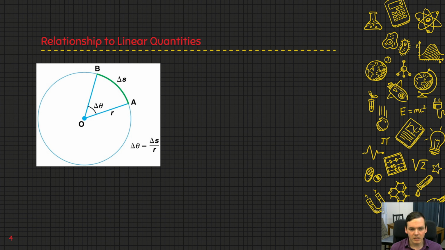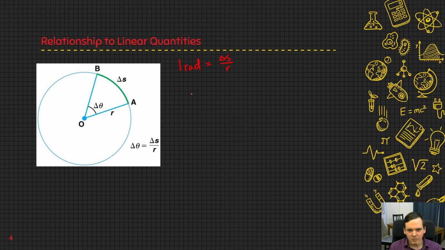So if we want to relate this to linear quantities, we're going to end up using the relationship here. And if you didn't know this, 1 radian is defined as the angle where delta S and R are equal. So if you have an angle of 1 radian, that means that your delta S and your R are equal. And this is why when you go all the way around, that's 2 pi radians, and it'll be 2 pi R for the S. And so that's why this relationship works out.